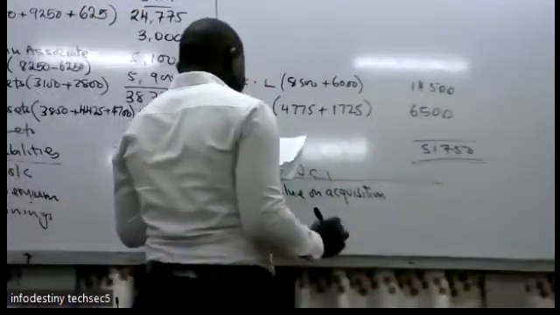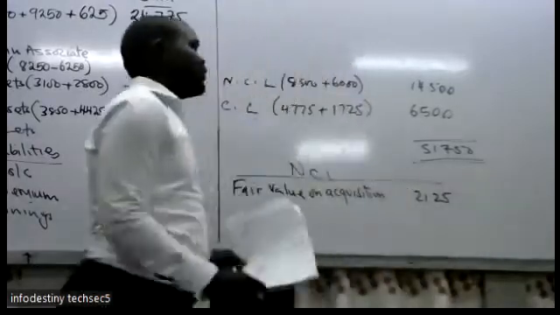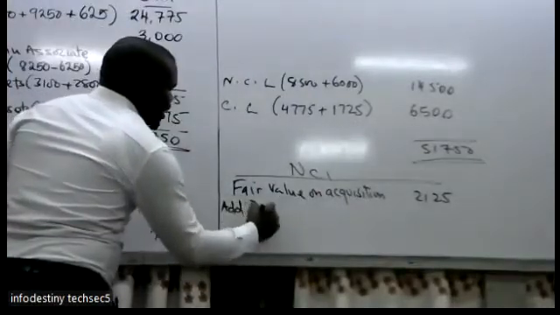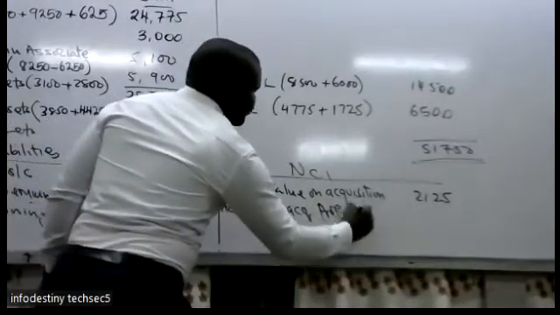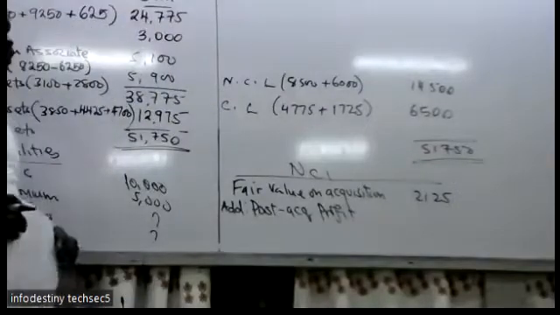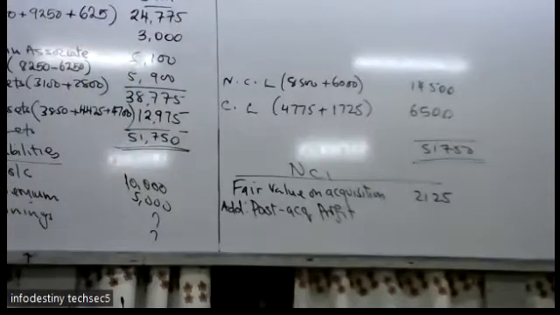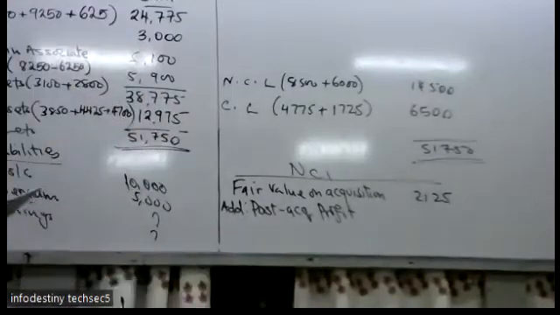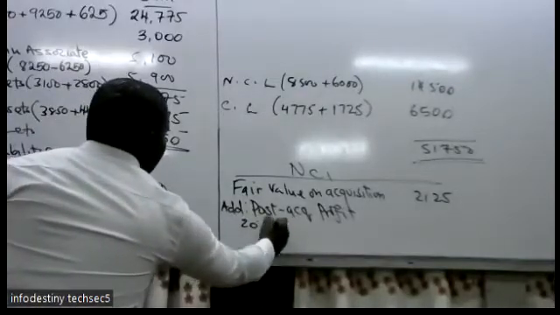The fair value is 21.25. Then you add post-acquisition what? Profits. You add post-acquisition profits. Post-acquisition, parent was controlling 80. Sure. Yes. So minority will take what percentage?